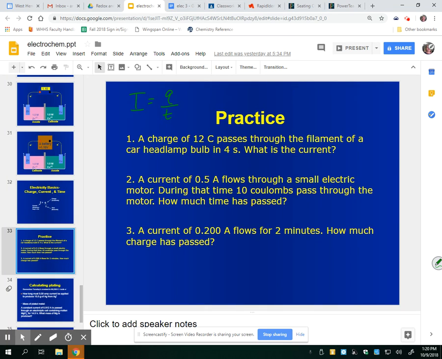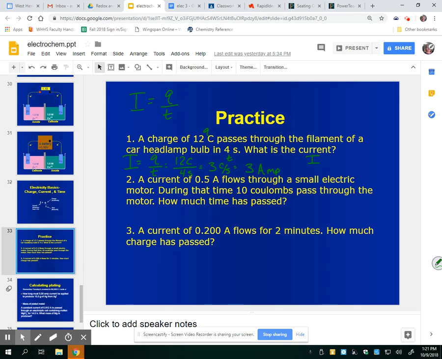Okay. So with number one, we have a charge of 12 coulombs, so that is my Q, and it passes through in 4 seconds, so that is my time, and I'm looking for my current, which is I. So I is equal to Q over t. It is 12 coulombs divided by 4 seconds, and that's going to give me 3 coulombs per second, which is 3 amps. And sometimes amp is written like this, or sometimes it's just a capital A.